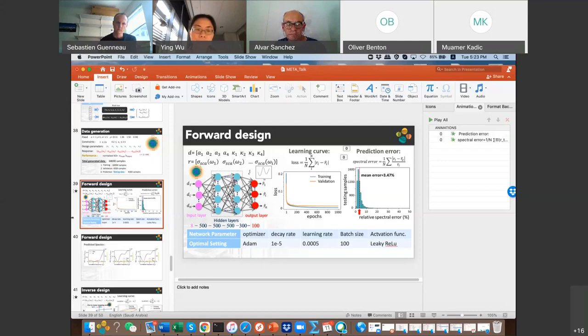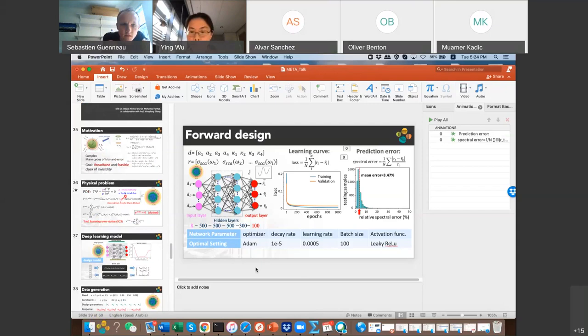Excellent. Do we have any more questions on the deep learning side or the effective medium side? People, do not hesitate to ask trivial questions like me. We really need to learn more today about these new techniques. Potentially trivial question, if I can. Yes, go ahead.